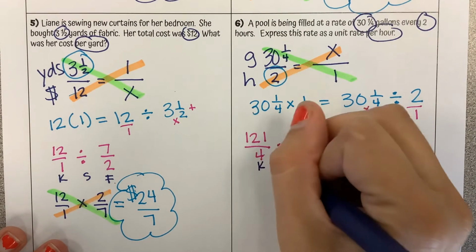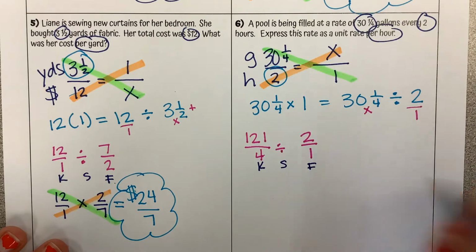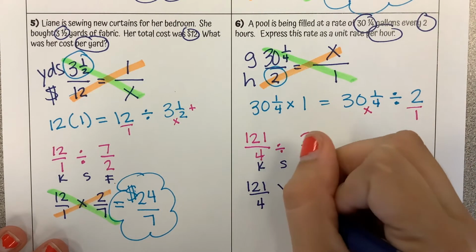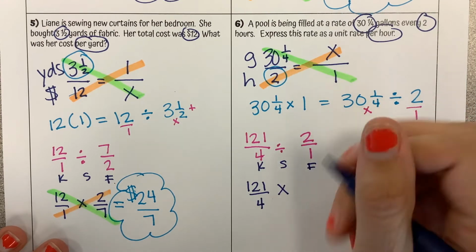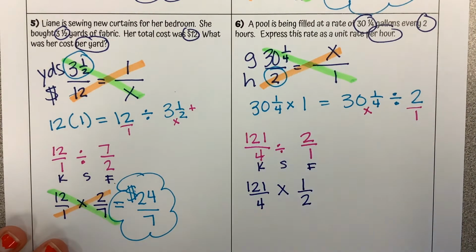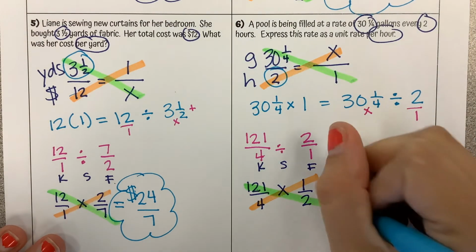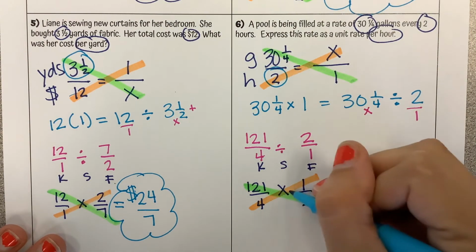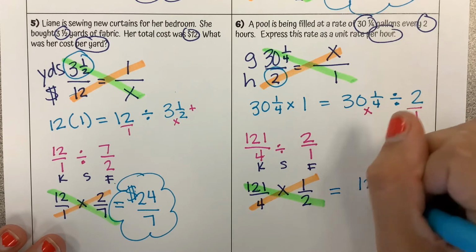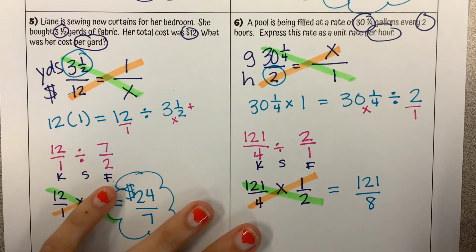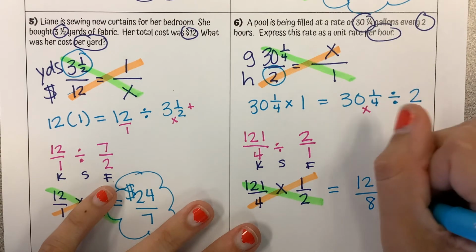Now I can keep it, switch it, flip it. Keep it as 121 over 4, switch it from division to multiplication, flip it from 2 over 1 to 1 over 2. Then we would double check our diagonals to see if anything can simplify. In this case, it doesn't, so I'm just going to multiply across. 121 times 1 is 121. 4 times 2 is 8. So 121 over 8, we were solving for gallons.